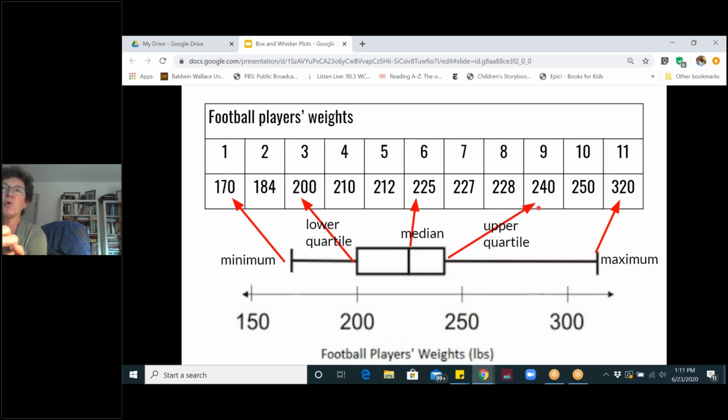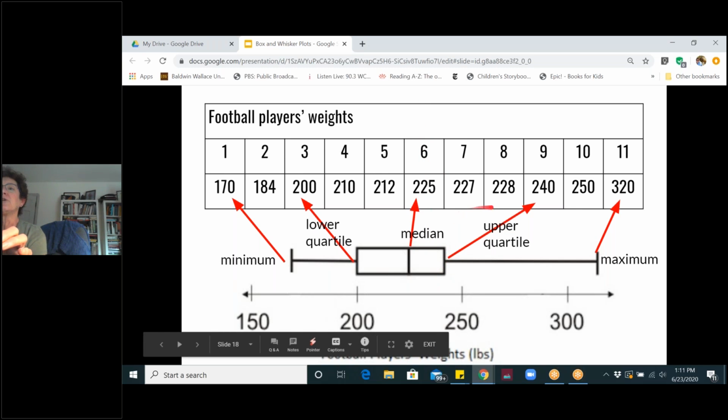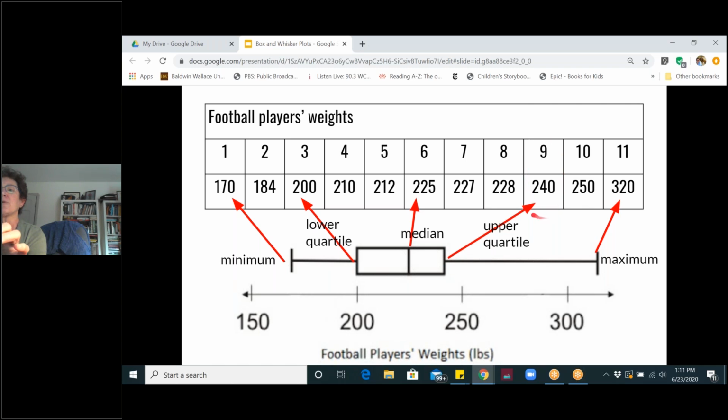And I find the upper quartile the same way I found the lower quartile. I divide my data in half. I look at the upper half and I find the median. And that's this number right here.